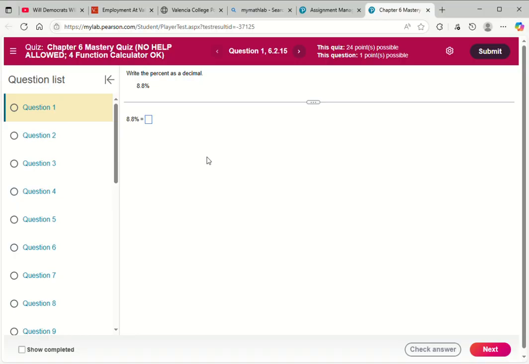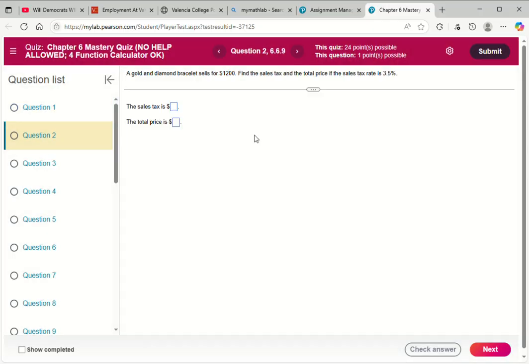Question 1 says, write the percent as a decimal, and the percentage is 8.8%. Question 2 says, a gold and diamond bracelet sells for $1,200. Find the sales tax and the total price if the sales tax rate is 3.5%.